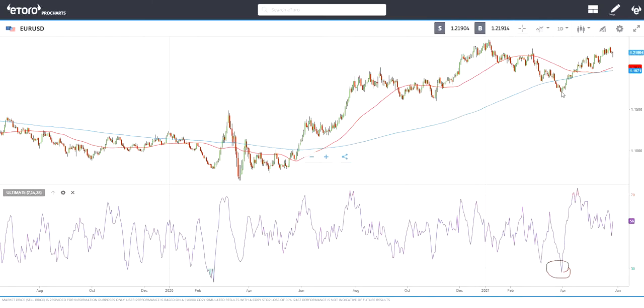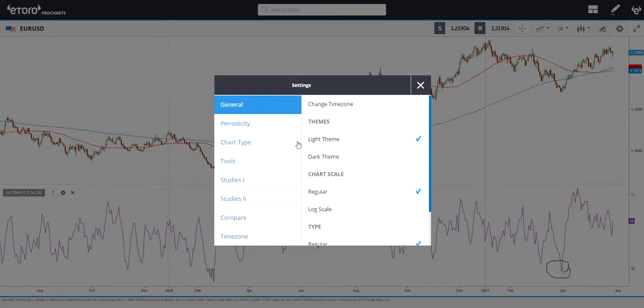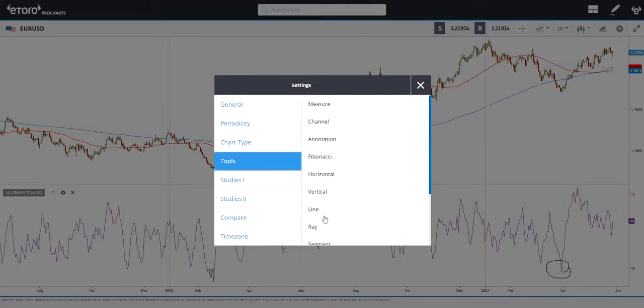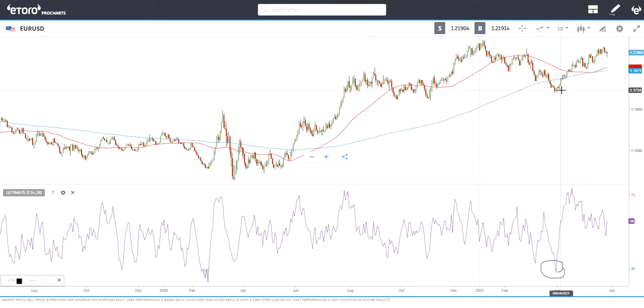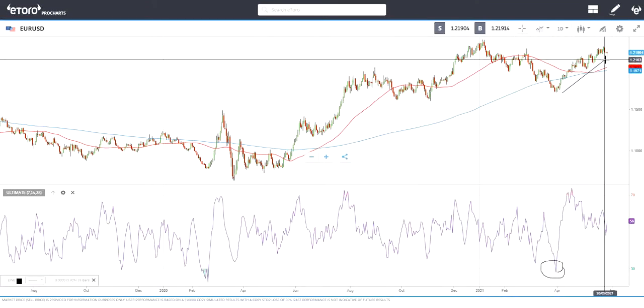If you put a buy here, as you can see, the price goes high.